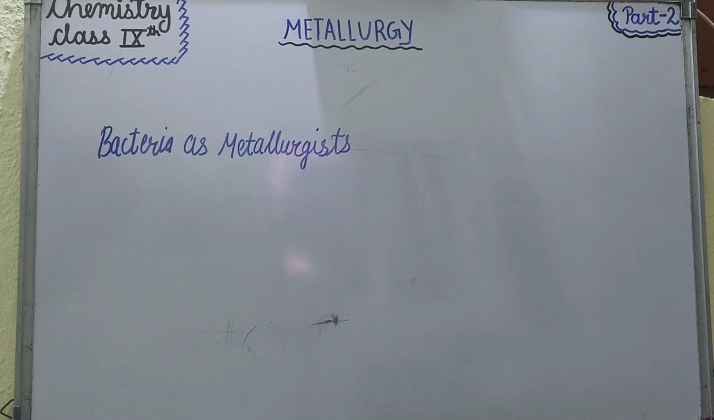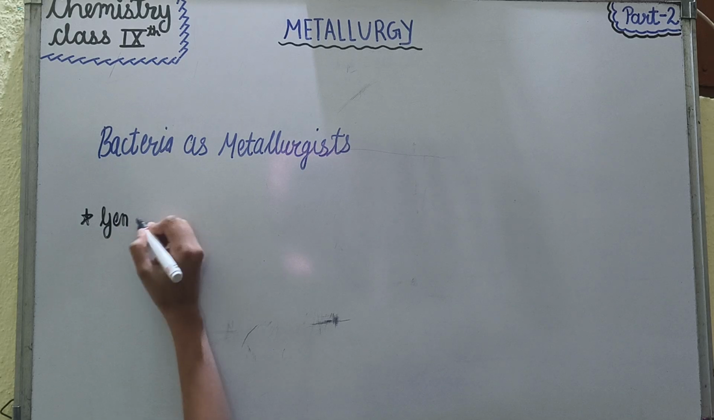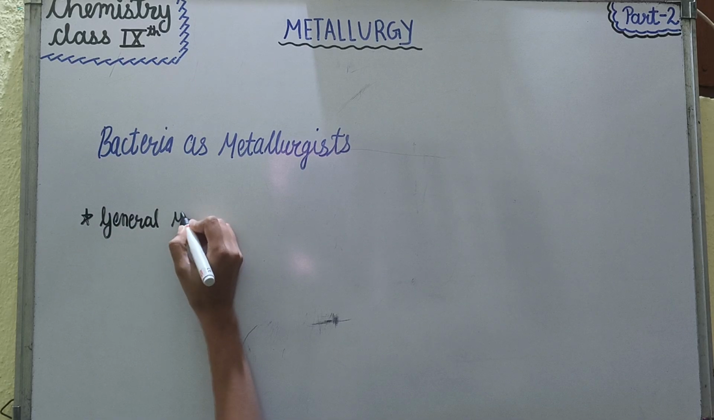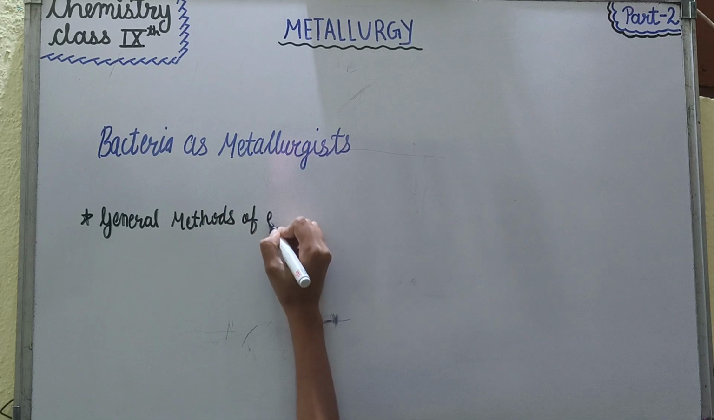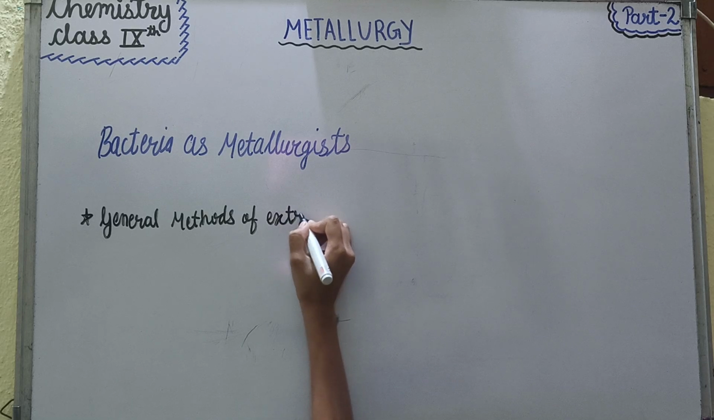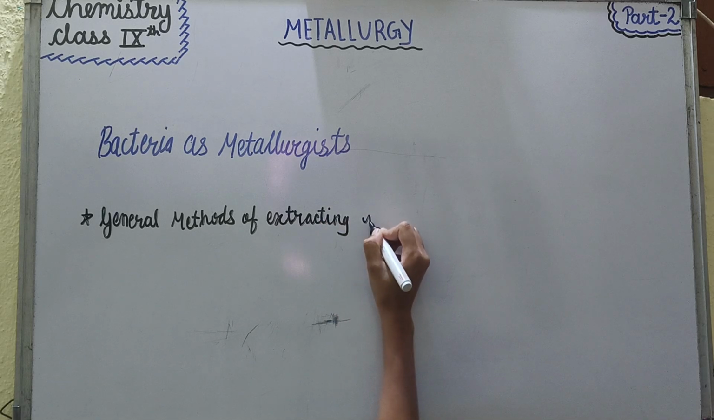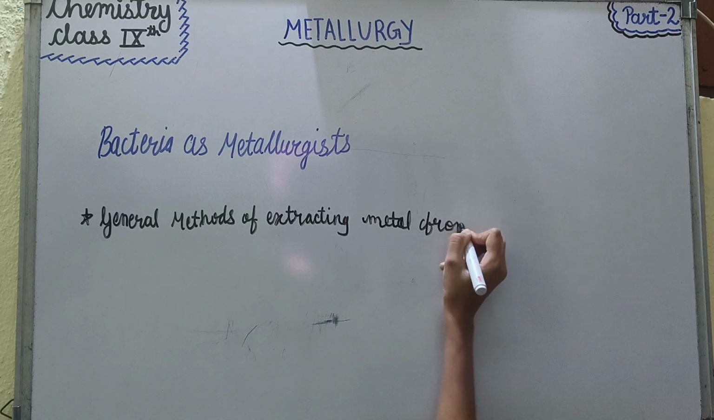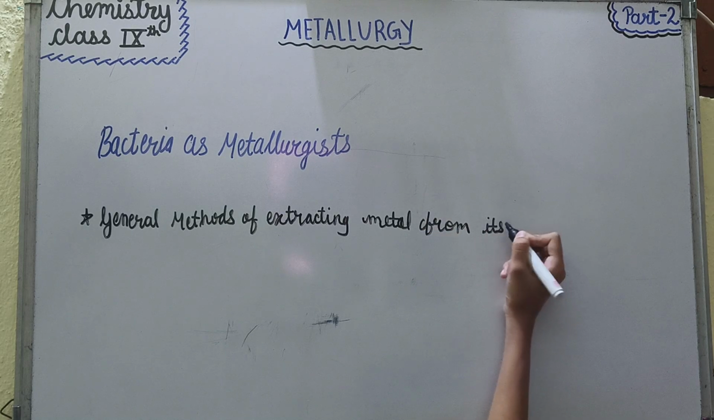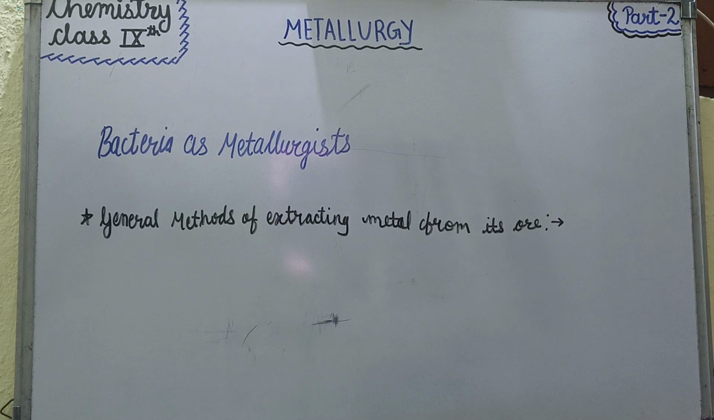General methods of extracting a metal from its ore. So this is the most important topic of this chapter.